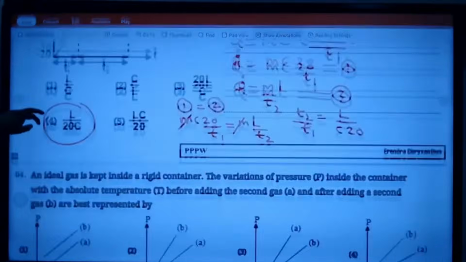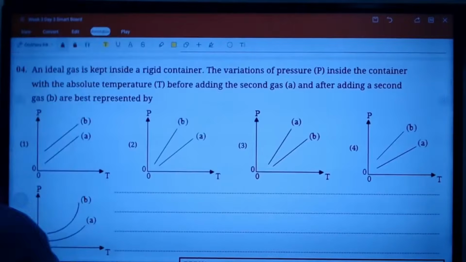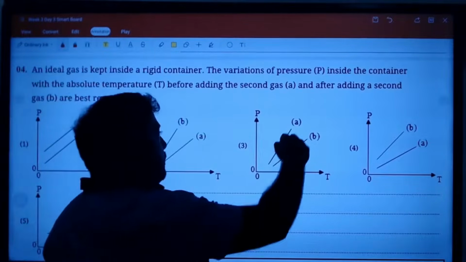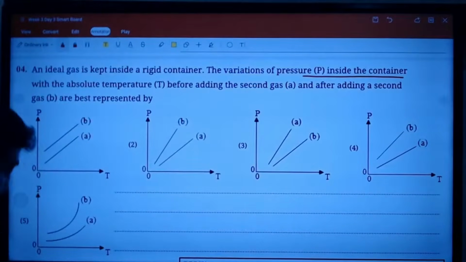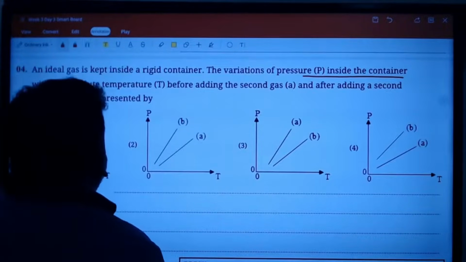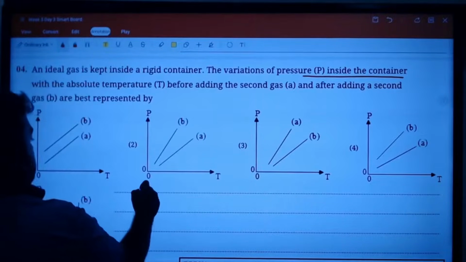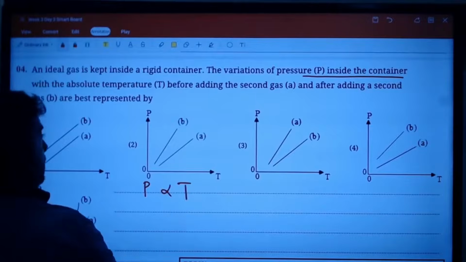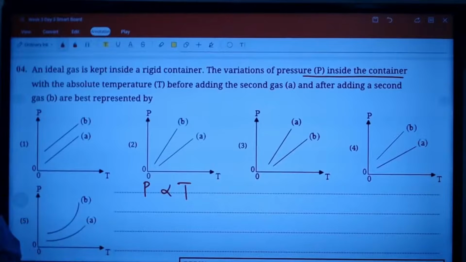Okay, now moving on. An ideal gas is kept inside a rigid container. The variation of pressure inside the container with absolute temperature, before adding the second gas and after adding the second gas, is. So remember, pressure is proportional to absolute temperature before adding the gas.